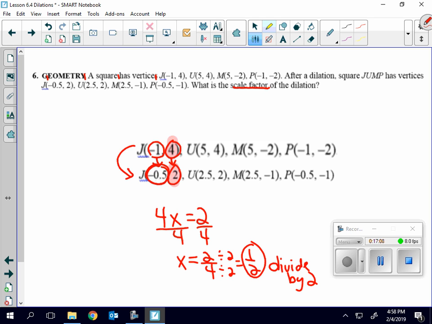All right. Let's see. If I go to this one, to get to this one, do I divide by 2? Is 2.5 half of 5? Sure it is. Okay, what's half of -1? It's -1/2. It works. So the answer is 1/2, or divide by 2.